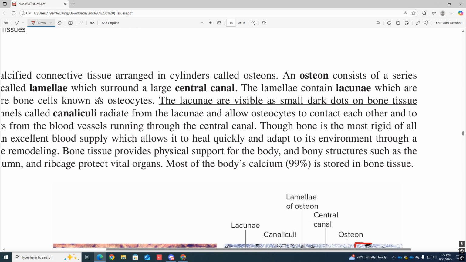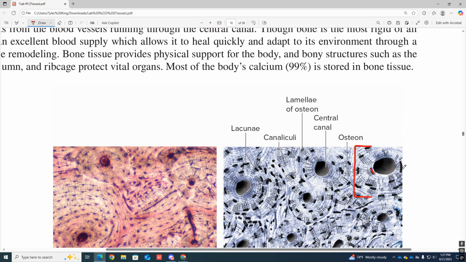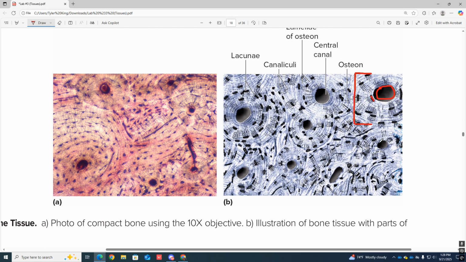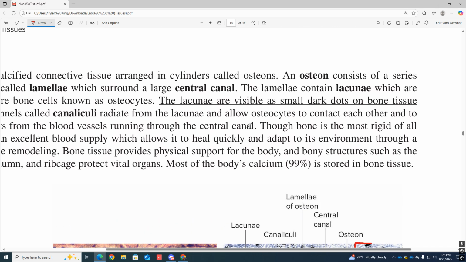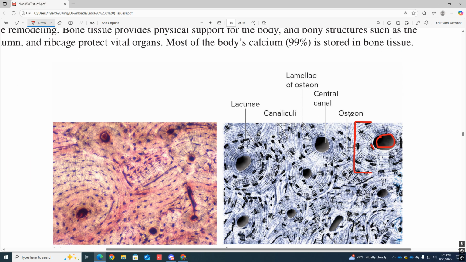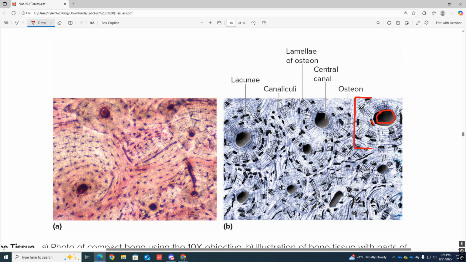The lamellae, on the other hand, are the rings that surround a large central canal. The central canal is that big hole in the middle. The lamellae are the rings that we can see here, okay? On this picture to the right, you can see these dark blue rings encircling that central canal. That's the lamellae here. It's kind of hard to distinguish with the arrow because of how thin they are. The lamellae contain the lacunae. As we can see here, the lacunae are encompassed within those rings. So the lamellae hold on to the lacunae, okay?